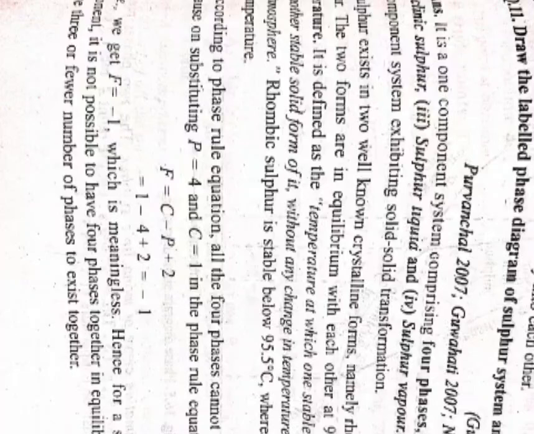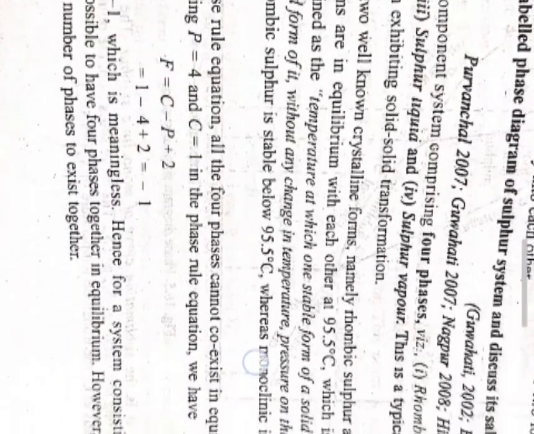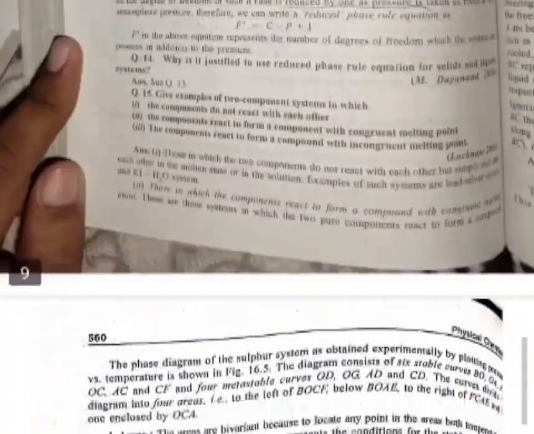F is equal to C minus P plus 2, 1 minus 4 plus 2 is equal to minus 1. That gives F is equal to minus 1, which is meaningless. Hence, for a one-component system, it is not possible to have four phases together in equilibrium. However, it is possible to have three or fewer phases existing together.